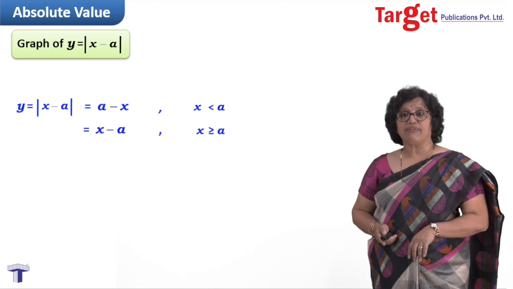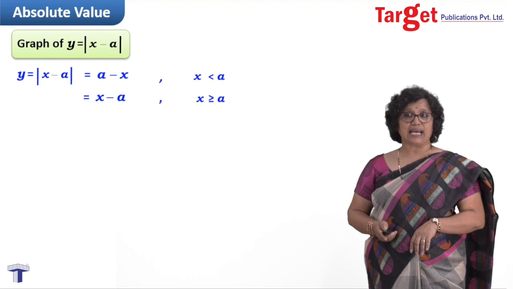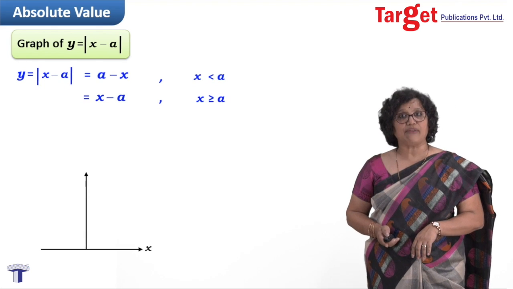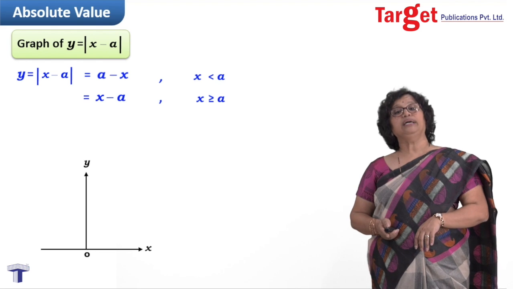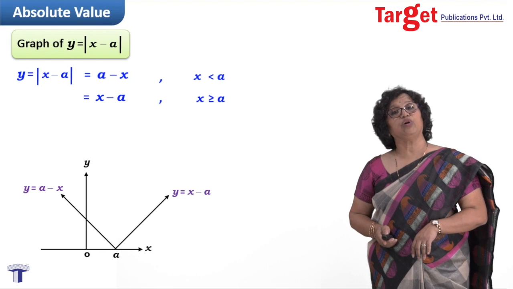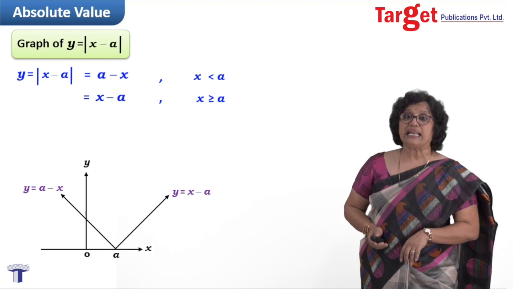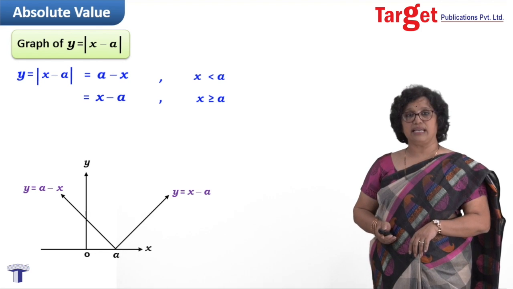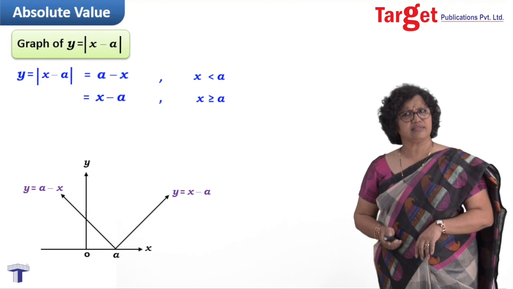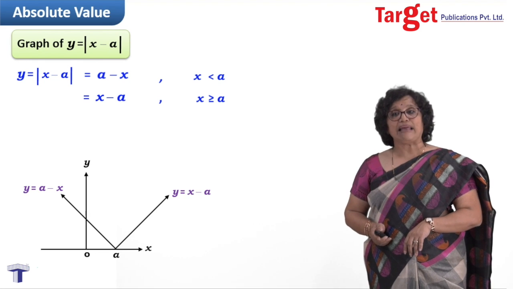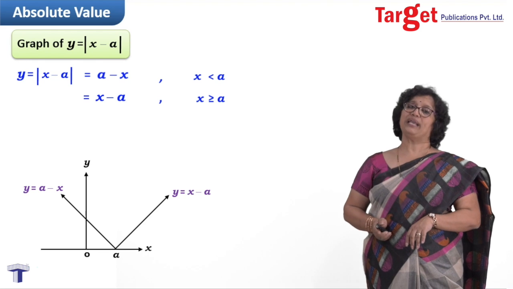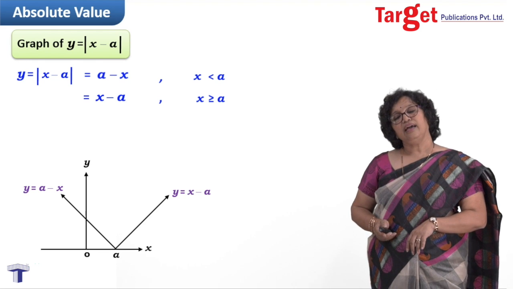Again, we will have to take one horizontal axis, vertical axis, and we will be drawing graphs of y equal to a minus x and y equal to x minus a. Now again you can see that line y equal to a minus x is before x equal to a. Why does it happen so? Because the definition is y equal to a minus x for x less than a.